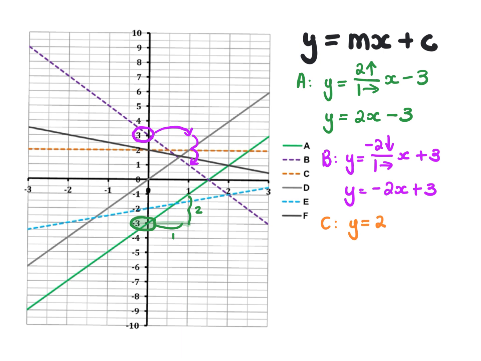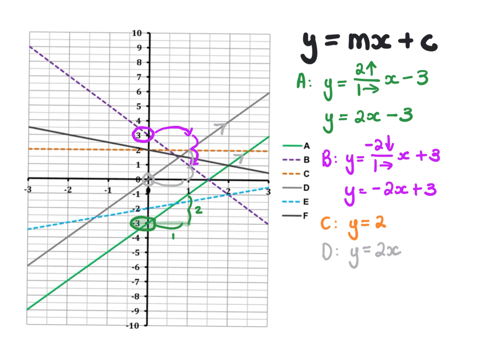Let's look at D, which is my gray line. In the gray line, you will see that my y-intercept is 0. Okay, let's see what my gradient is. For every 1 across, it goes 2 up. And it is also parallel to my green line, which means they will have the same gradient. Therefore, D's formula will be y equals 2x plus 0, but obviously I do not have to write that.